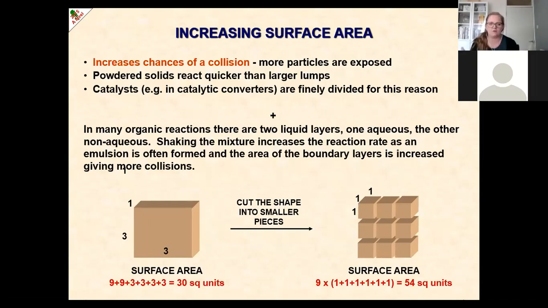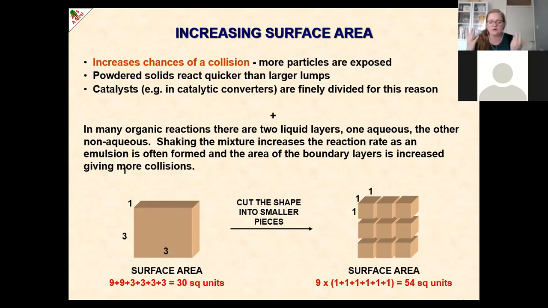We talk about it loads in biology, increasing our surface area. If we increase our surface area, we increase our chances of collisions, because we're exposing more particles to each other. So if we put in, for example, this block and wanted it to react, that is going to take longer to react than if we cut that block up into smaller chunks, because we've got more particles being exposed. Therefore, a powdered solid is going to react loads quicker than larger lumps.